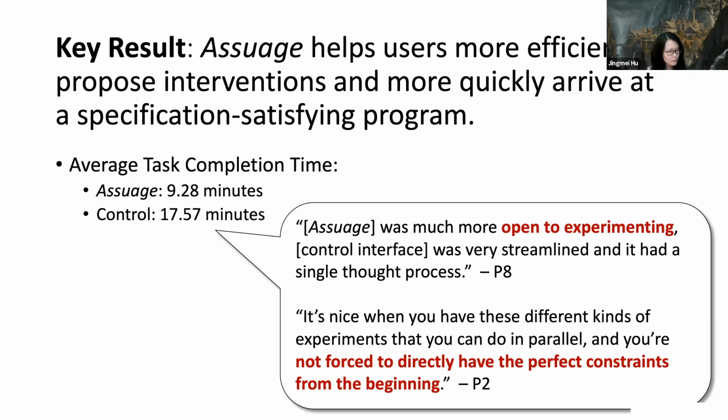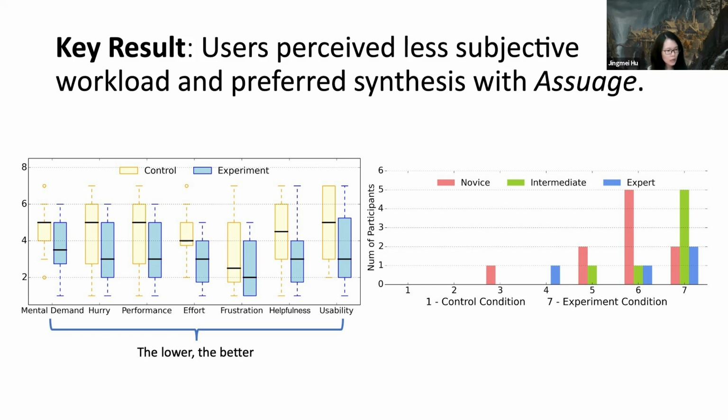We measure subjective workload with 5 NASA task load index questions and 2 helpfulness and usability questions. With Assuage, participants perceived less mental demand, felt less time pressure, spent less effort, and gave a better performance rating. Participants also think Assuage is more helpful and usable. Most participants prefer or strongly prefer the synthesis with Assuage, and the strong preference for using Assuage does not vary much across participants with different expertise.